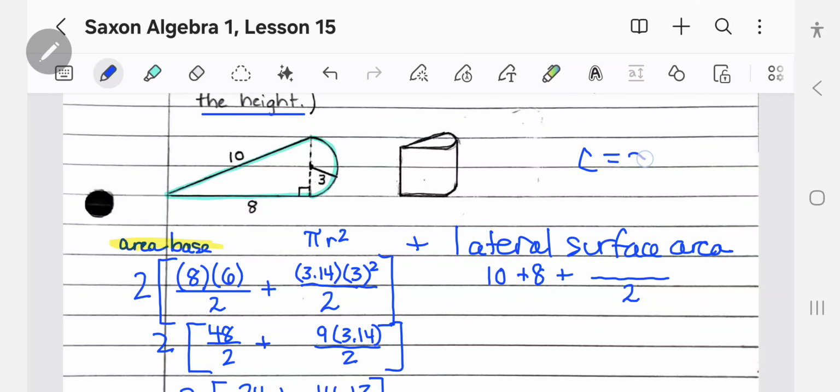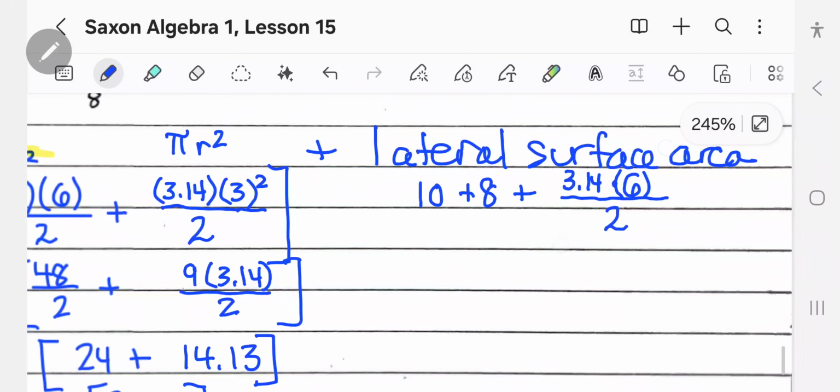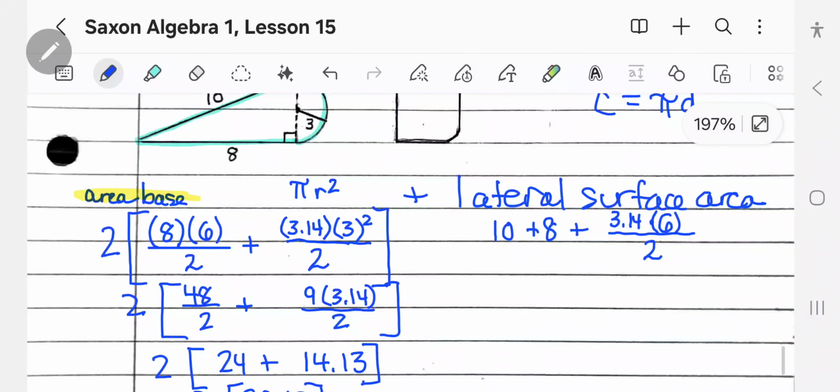Circumference is equal to pi times the diameter. The radius here is 3, so the diameter would be 6. So that is going to be pi times 6. And I should have, I guess, gone ahead and said that pi would be 3.14. Okay, so that's 3.14 times 6. I think I'm going to go ahead and put that in parentheses so it doesn't look like another decimal. And then we can compute this. Now, before we add it all up, let's do 3.14 times 6 and then divide it by 2.